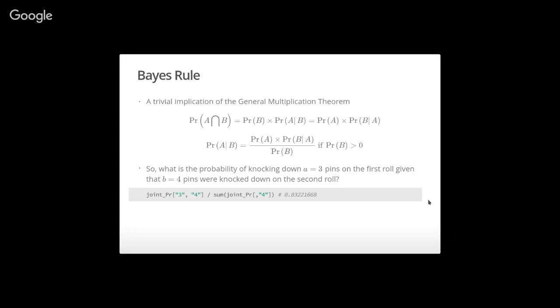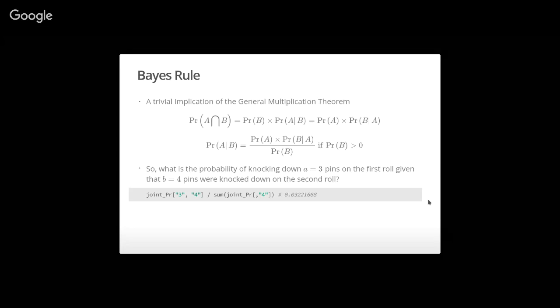All right. So the number, I know you were very excited to figure out what this is. We would just take joint underscore PR, which was our 11 by 11 table, and evaluate it for 3 on the first and 4 on the second. That's the numerator of Bayes' rule. And we would divide by the sum of the elements corresponding to knocking down 4 pins on the second roll. And that number comes out to 0.03221668, approximately.